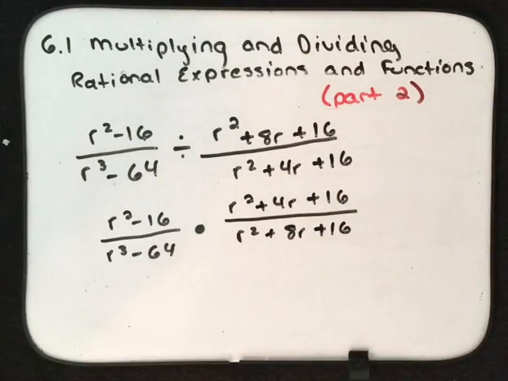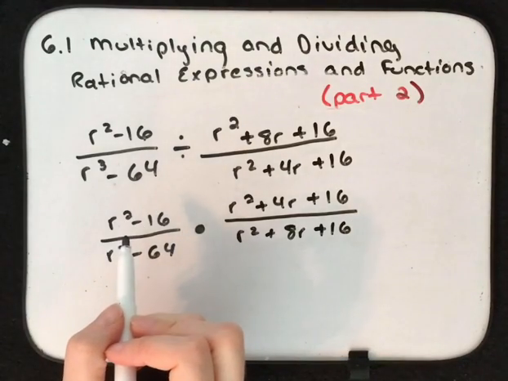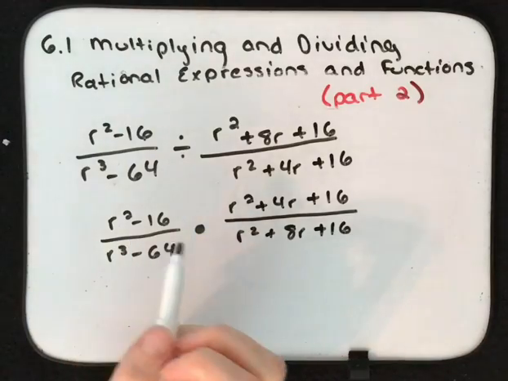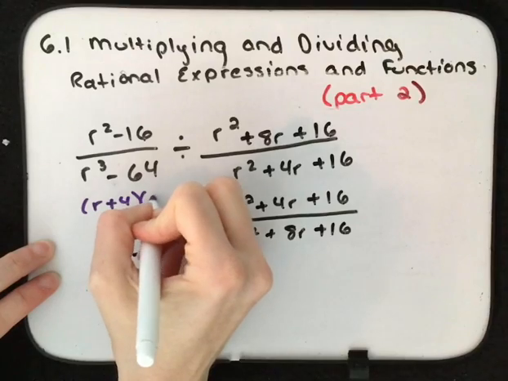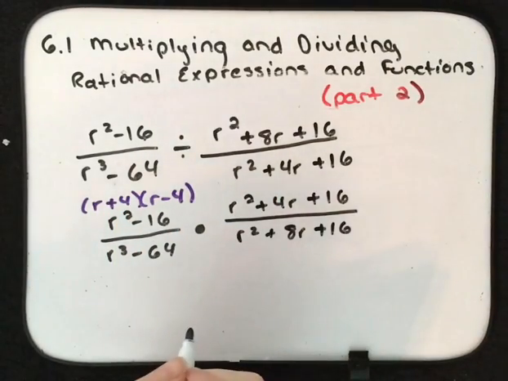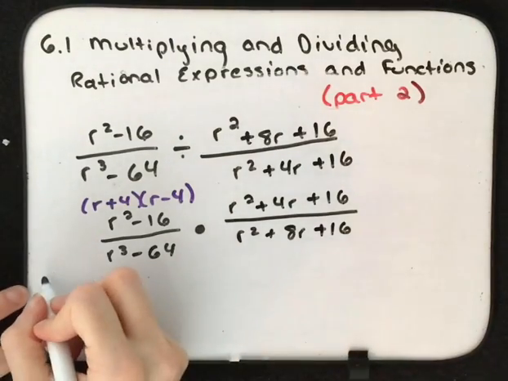Now let's see what we can factor. So r squared minus 16, that is a difference of two squares. So we can make that r plus 4 and r minus 4. R cubed minus 64, that is a difference of two cubes. So we can split that out.